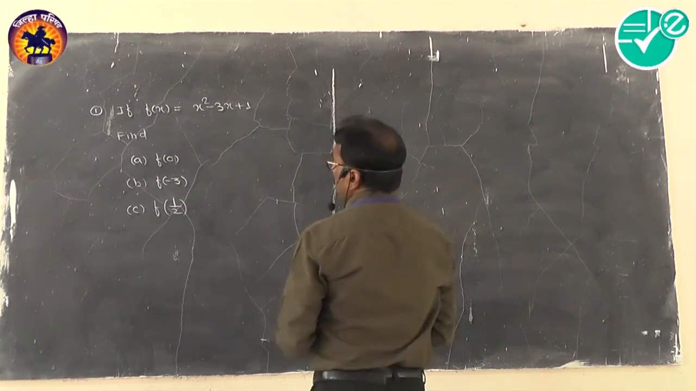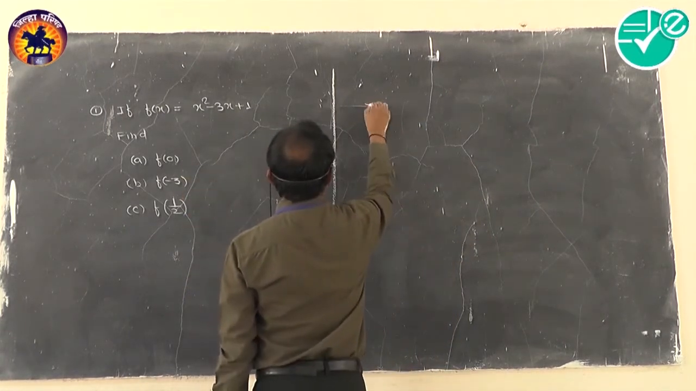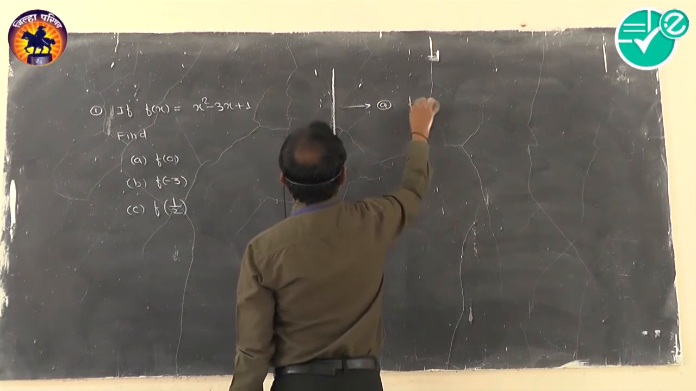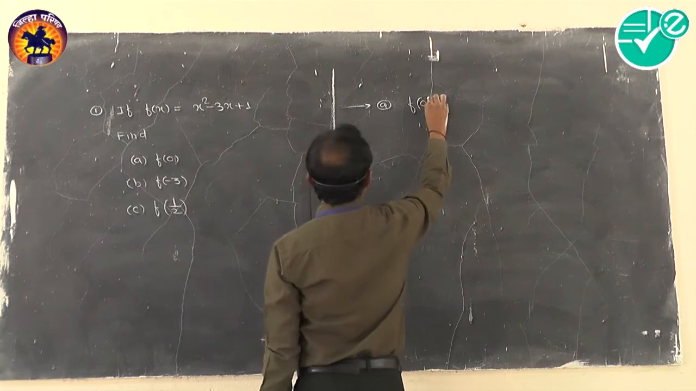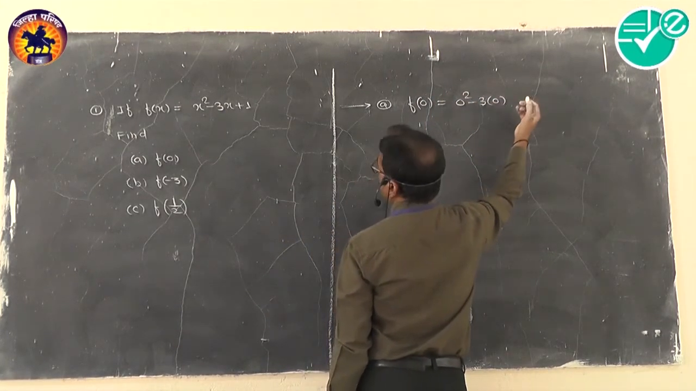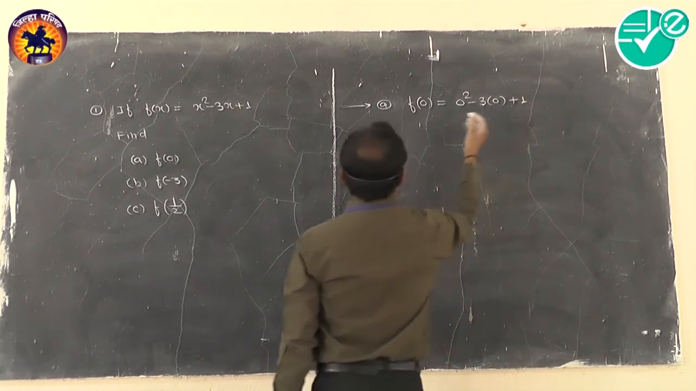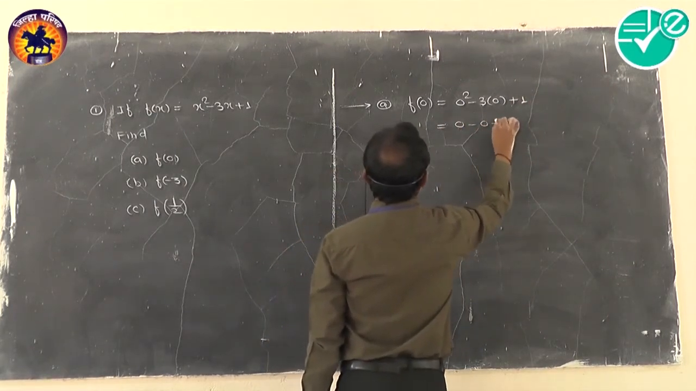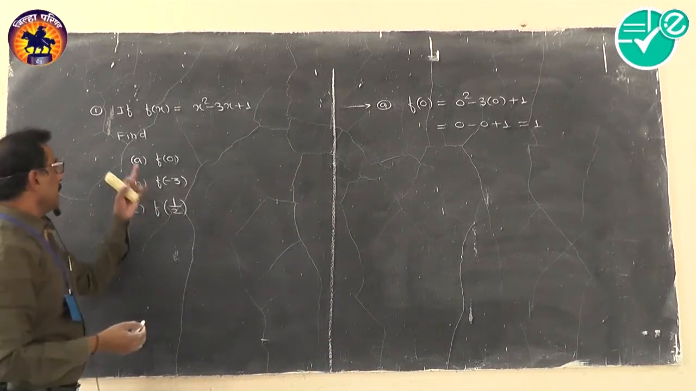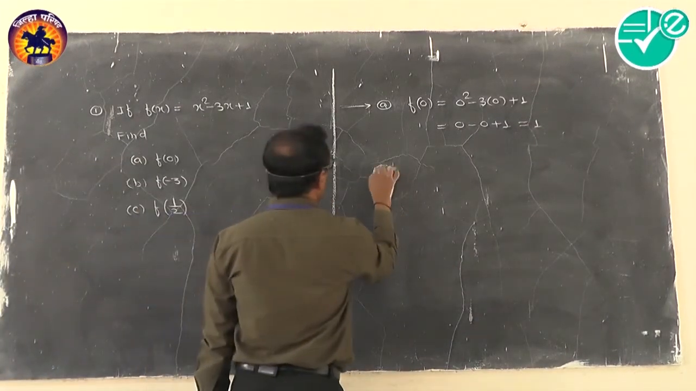Now in order to find the value, f of which quantity is asked? 0. So we can place 0 here. It is 0 square minus 3 into 0 plus 1, that is 0 minus 0 plus 1, which is equal to 1. A bit is completed.